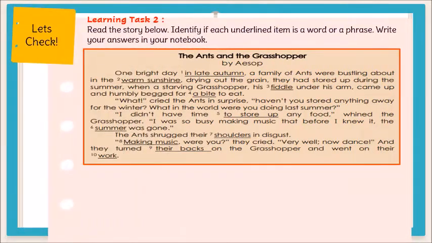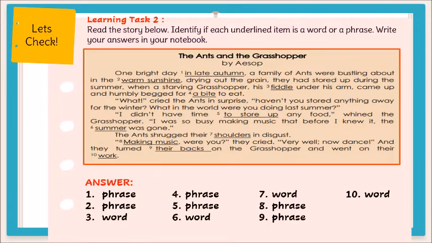Identify if each underlined item is a word or a phrase. Let's check your answer. Number 1. In late autumn. It is a phrase. Number 2. Warm sunshine. It is a phrase. Number 3. Fiddle. It is a word. Number 4. A bite. It is a phrase.